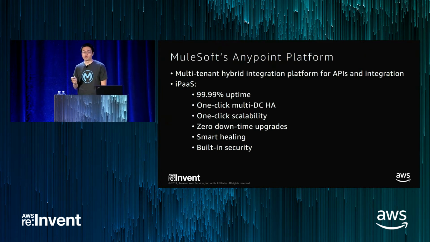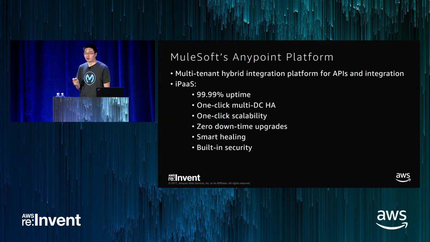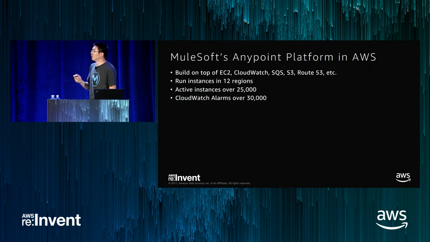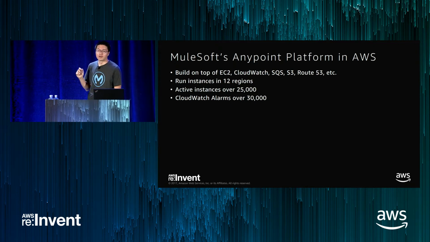Today I'm going to focus on the public cloud solutions, which is built on top of a lot of AWS services. We provision instances in EC2 for our custom applications. We're using SQS for messaging, S3 for data storage, and so on.